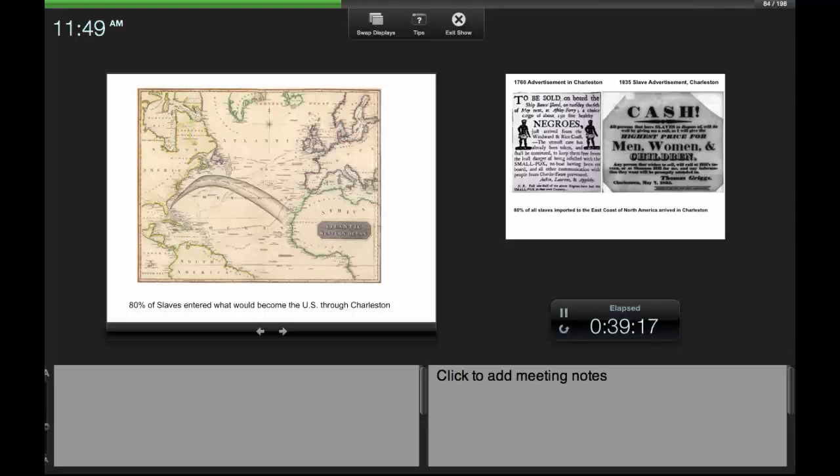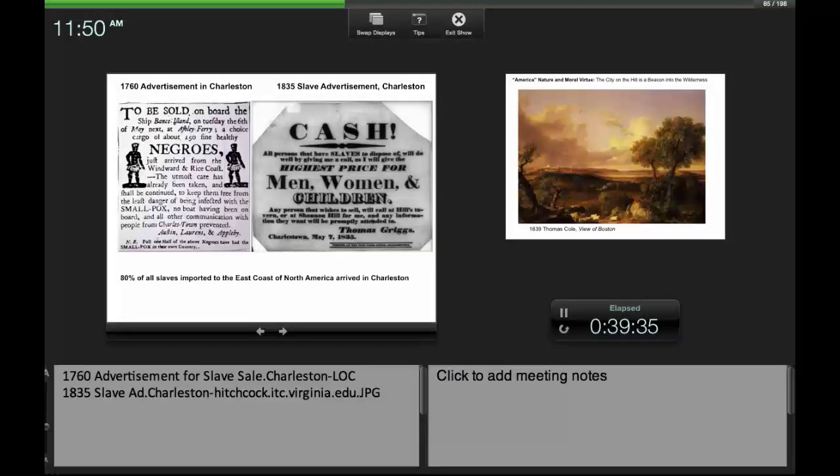Charleston was the most important port in the South for the English because of its imports of slaves. Indeed, when Savannah was founded in 1733, it was not founded as a going concern. It was founded merely to keep the Spanish away from Charleston. Keep in mind, there is a global war for resources. And so we have all these advertisements, right? To be sold. Men, women, children, highest price.